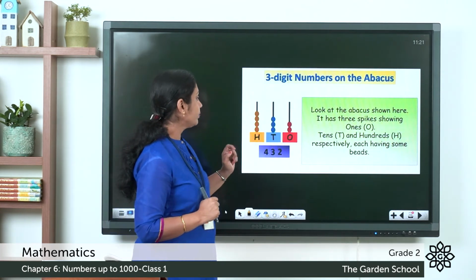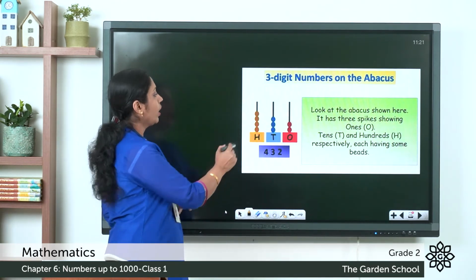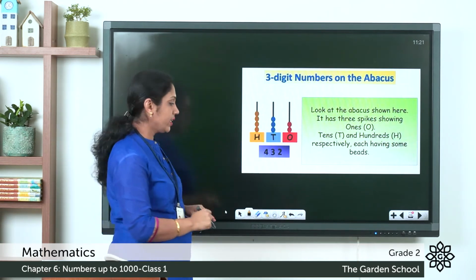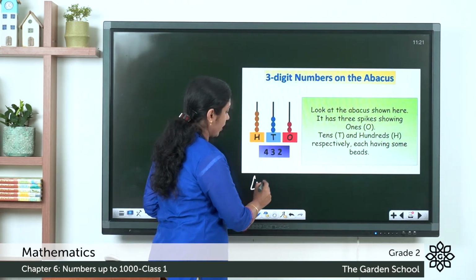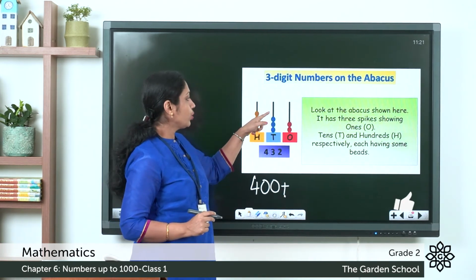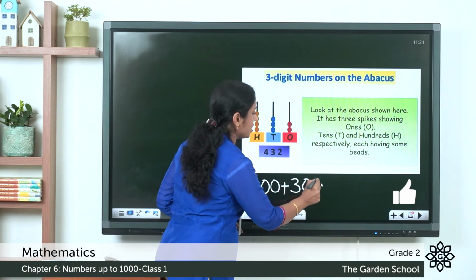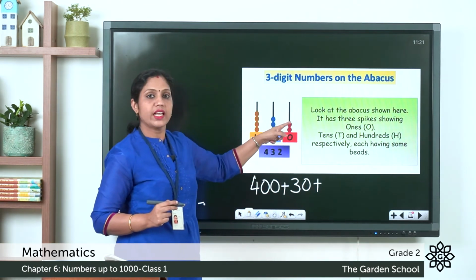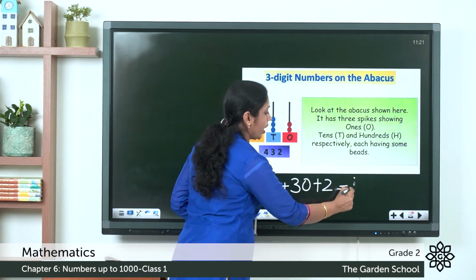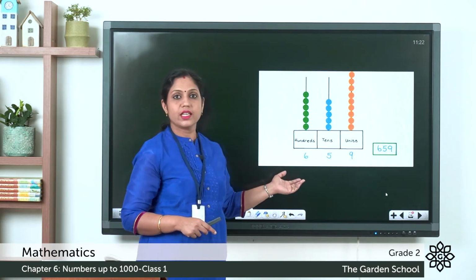So we'll see here. In the hundreds place, how many beads are there? 1, 2, 3, 4. So we can write it as 400 plus tens: 1, 2, 3. So 3 tens makes 30, plus how many beads are there in the ones position? There are 2. So it is 432. Now let's see another example.